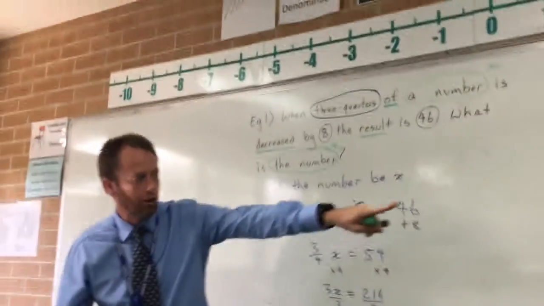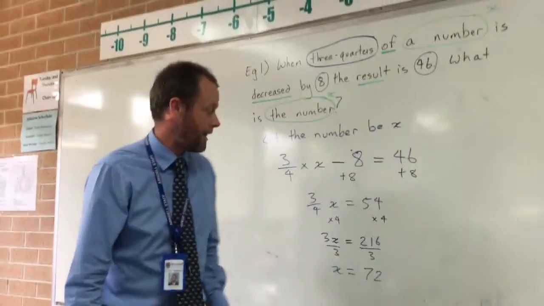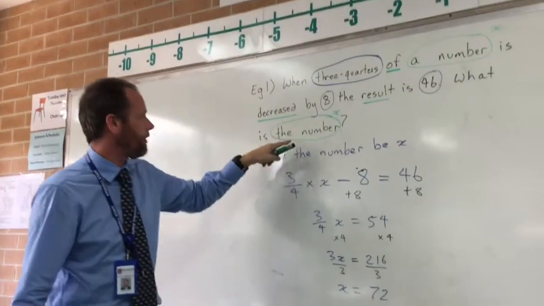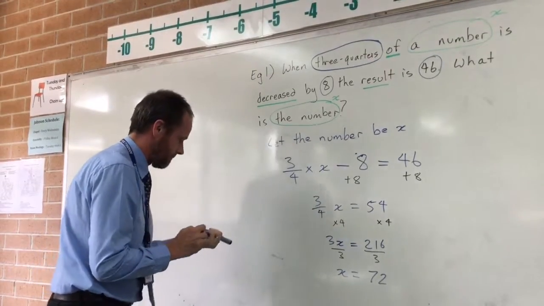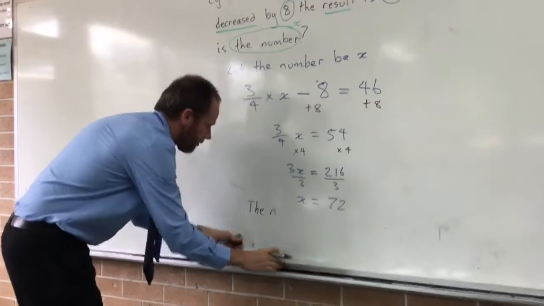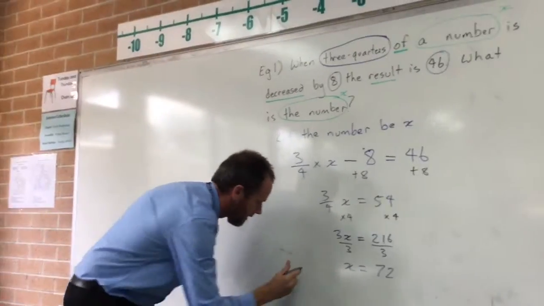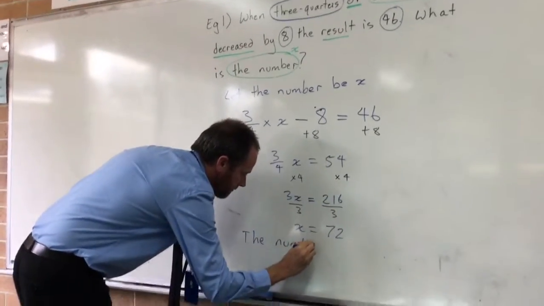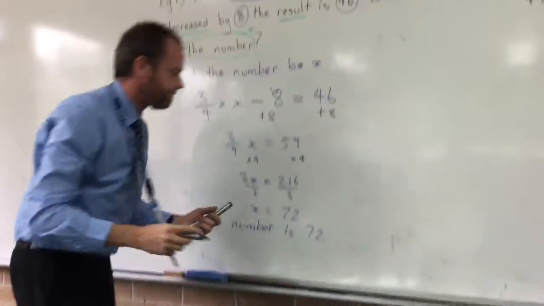Now, I get to my answer. I've solved the problem, but then step 5 is answer the problem. My question is, what is the number? So the number is 72. I write that answer. The number is 72.